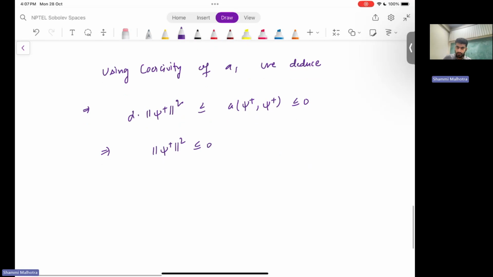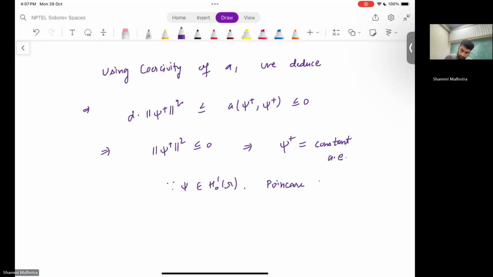And once that's the case, this actually implies that psi plus is equal to some constant almost everywhere. But since I know it is in H naught 1 of omega, we can use Poincare, which implies psi plus has to be identically equal to 0, or basically equal to 0 almost everywhere.